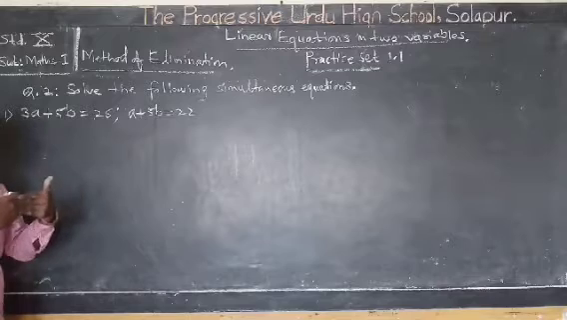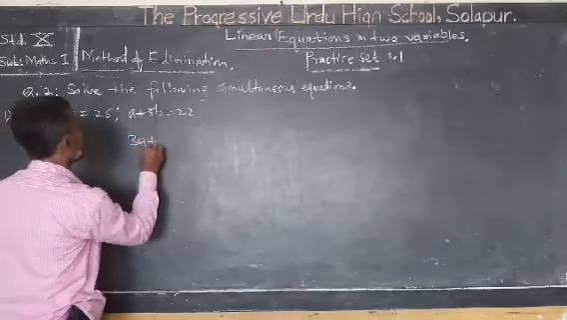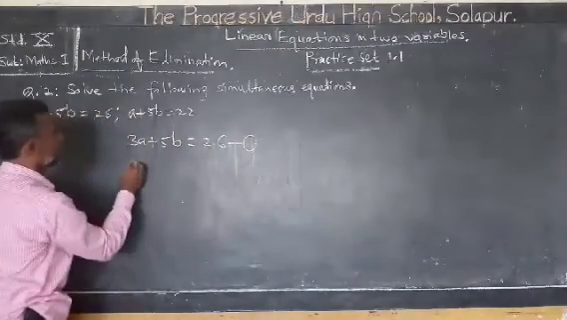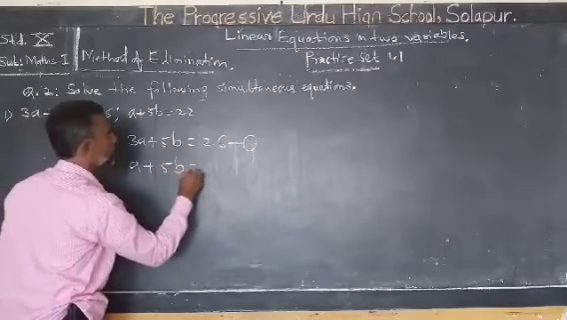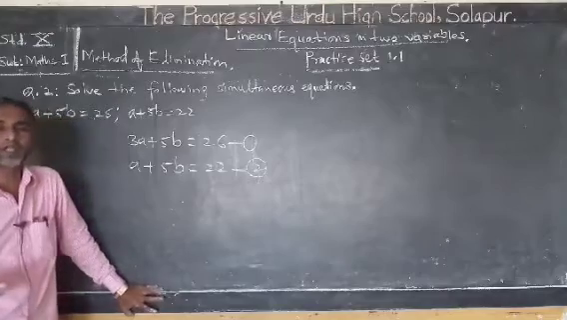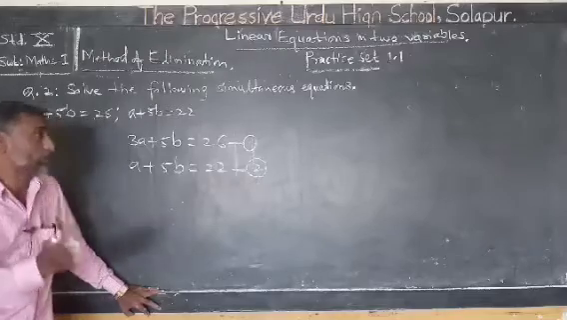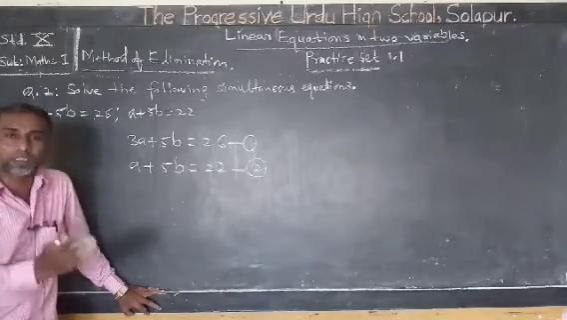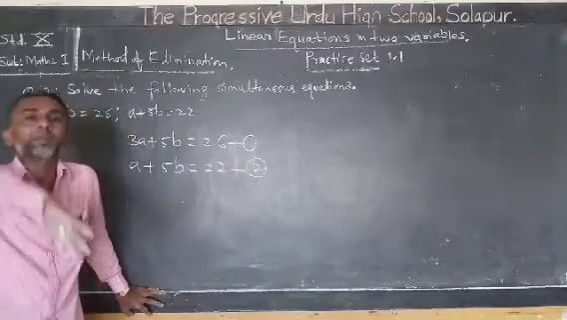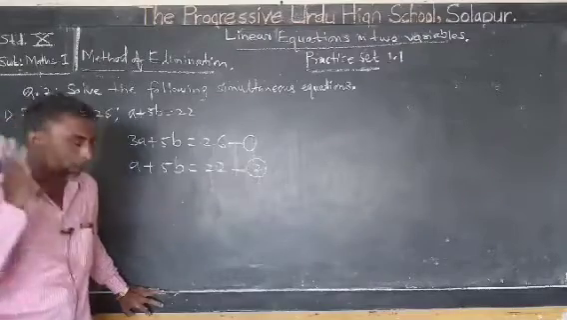Now we are going to equate the coefficients. First I am going to write 3a plus 5b is equal to 26, equation number 1. a plus 5b is equal to 22, equation number 2. When we solve simultaneous equations by equating the coefficients, first we should observe whether the coefficients are equal or not. If they are not equal, then we can make them equal by multiplying any one of the equations by a proper number.